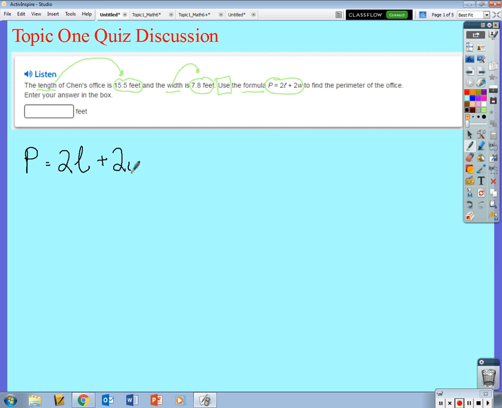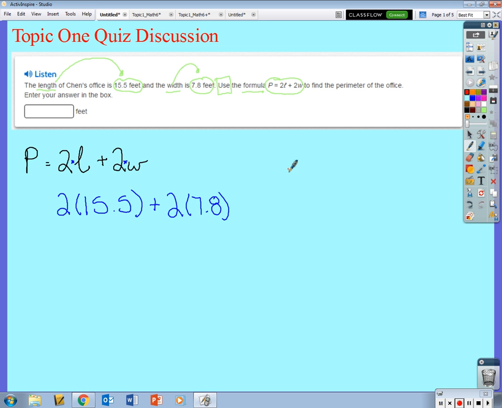Now, several of you in class realized, hey, there's no operation sign between the 2 and the variable here. And that tells us we need to multiply these together. And because they give us the length and a width, I can infer that L stands for length, W stands for width. So I'm going to rewrite this formula now by substituting in values. I'm hoping to use some terms here that might ring a bell from last year. So we know the length is 15.5 feet. The operation between these two terms is addition, and then it's 2 times the width, which in this situation is 7 8/10 feet. I'm then going to multiply.